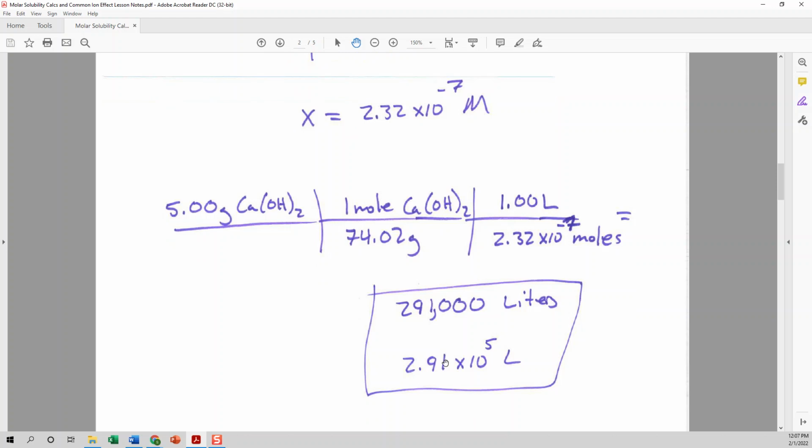And look at that, we're going to need almost 300,000 liters of a saturated calcium hydroxide solution to get 5 grams of calcium hydroxide. So not a very efficient way to get our 5 grams, but that's what it would take if all we had available was a saturated solution of calcium hydroxide and we wanted to get 5 grams of that compound out of it somehow. We would need almost 300,000 liters.